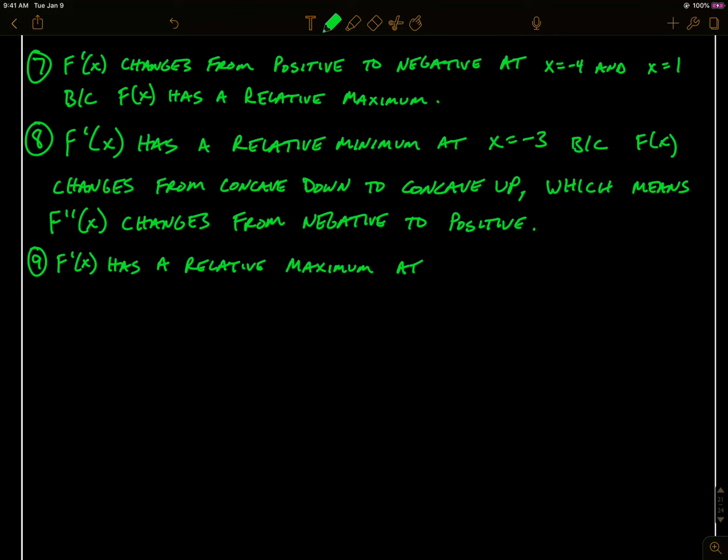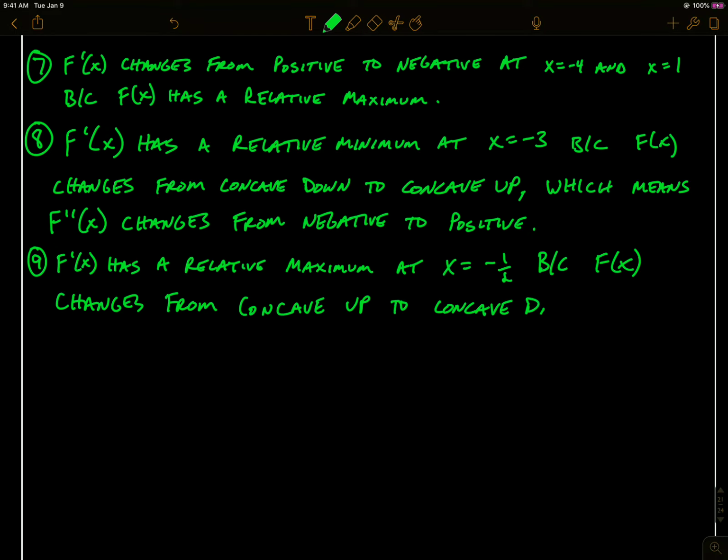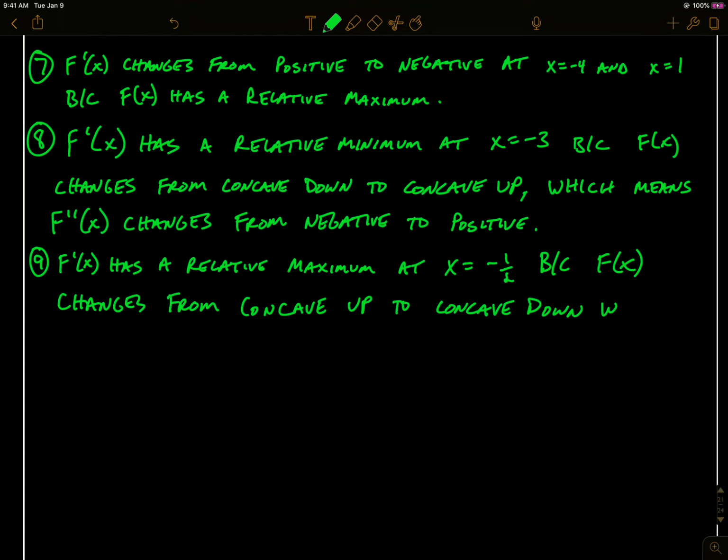So we're saying f prime has a relative maximum at x equals -1/2 because f of x changes from concave up to concave down. And that means, just to tell you why we know, because we're only supposed to really be talking about f prime, that f double prime was changing from positive to negative.